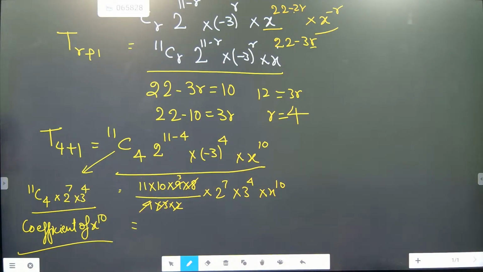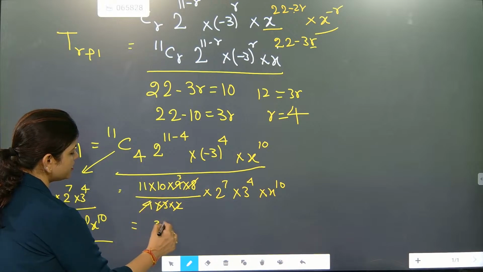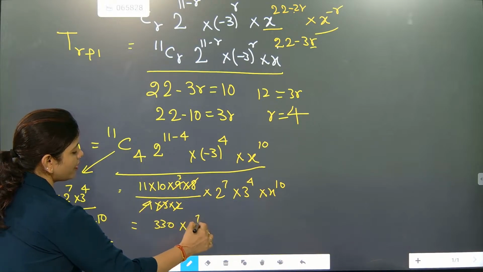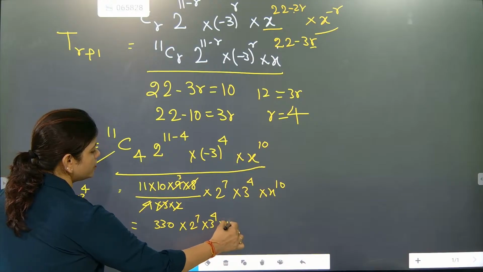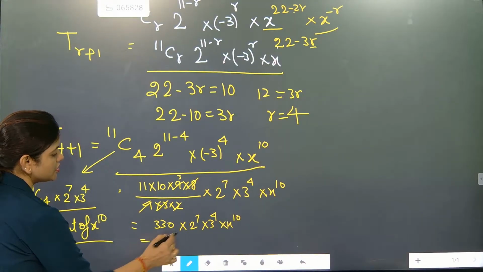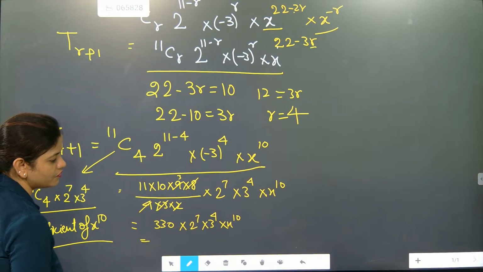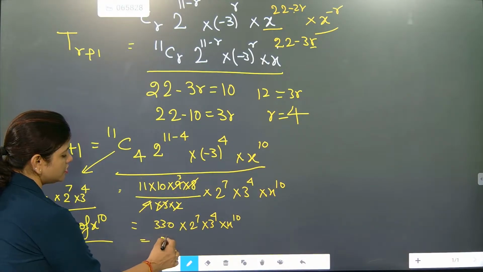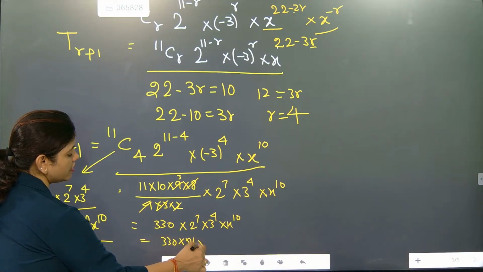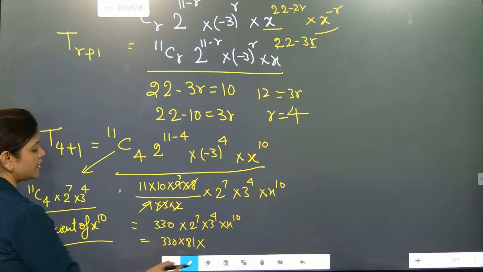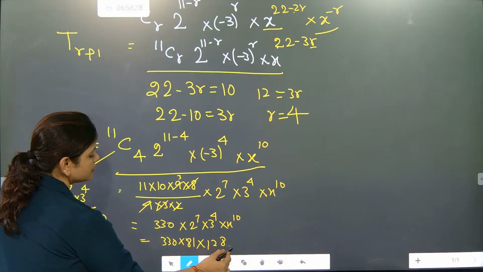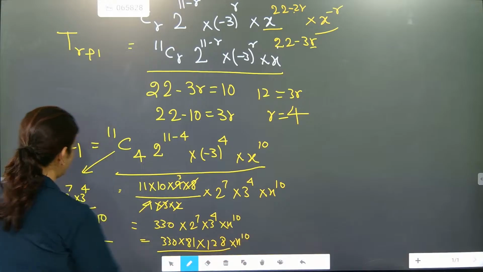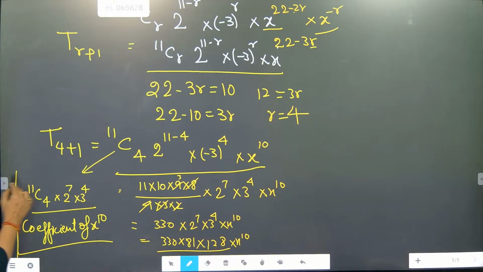This is the coefficient of x to the power 10. Or you can write 330 into 2 to the power 7, 3 to the power 4 into x to the power 10. If you have patience, you multiply: 2 to the power 7 is 128, 3 to the power 4 is 81. So 330 into 81 into 128, this much into x to the power 10. Or directly, in the shortest way, you will write it like this. In NCERT, most of the time they have written it like this only.